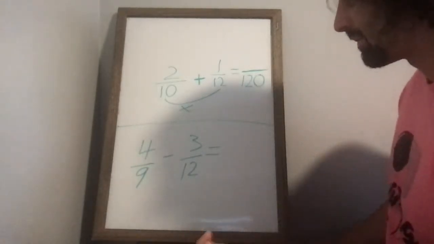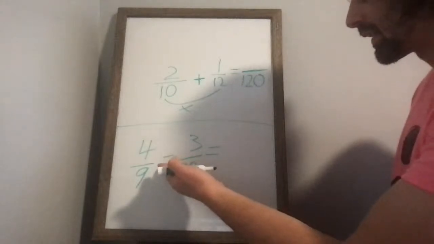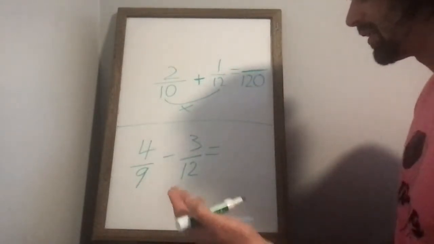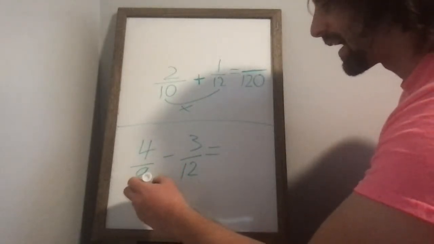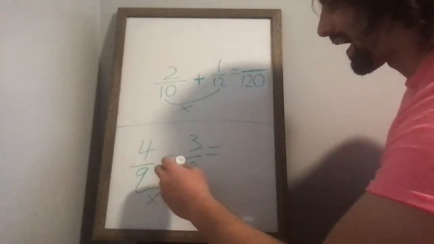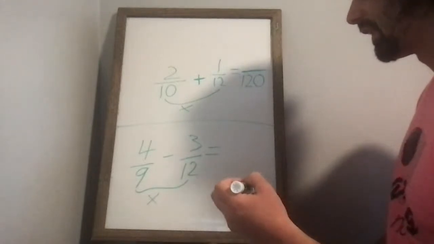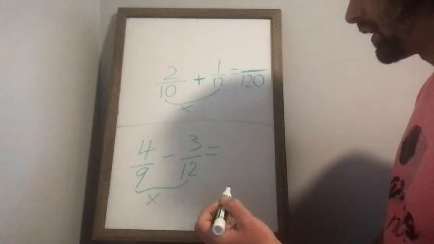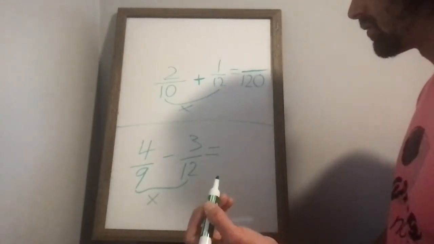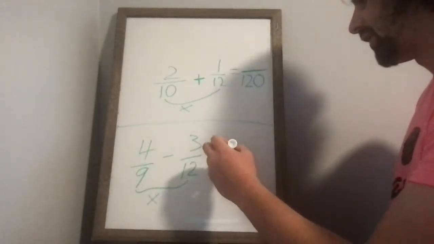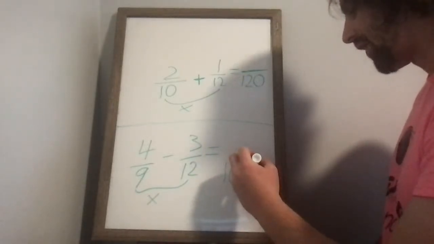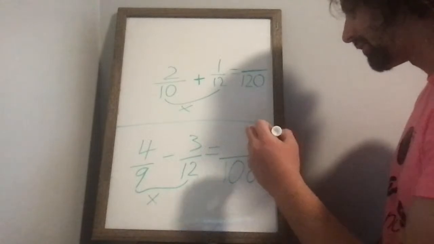4/9 minus 3/12. First step is the same. Even though we're subtracting fractions with unlike denominators, the first step is always the same. Find a common denominator. We do that by multiplying the denominators. So 9 times 12. 10 times 12 is 120. 9 times 12 is going to be 12 less than that. So 9 times 12 equals 108. So we have our denominators in both of the problems.